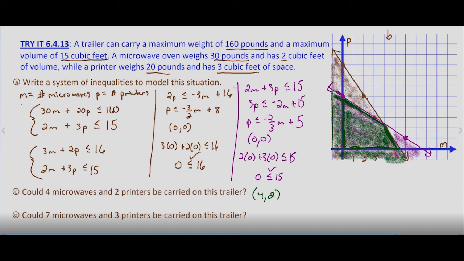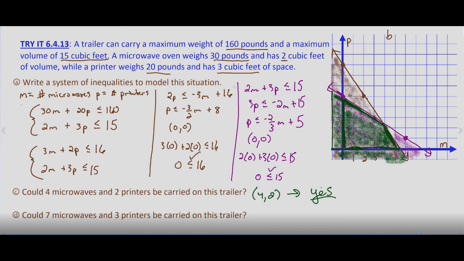So is the point 4, 2 inside these parameters? 1, 2, 3, 4, 1, 2. It's right on the line. That was actually one of the points that we solved for with our first inequality. If we put in 4 for m, that's 4 divided by 2 is 2, times negative 3 is negative 6, plus 8 is 2. So 4, 2 is right on the line for our first inequality, and therefore it is inside this shaded region because these are inclusive inequalities. So the answer to this would be yes. The trailer can carry 4 microwaves and 2 printers.